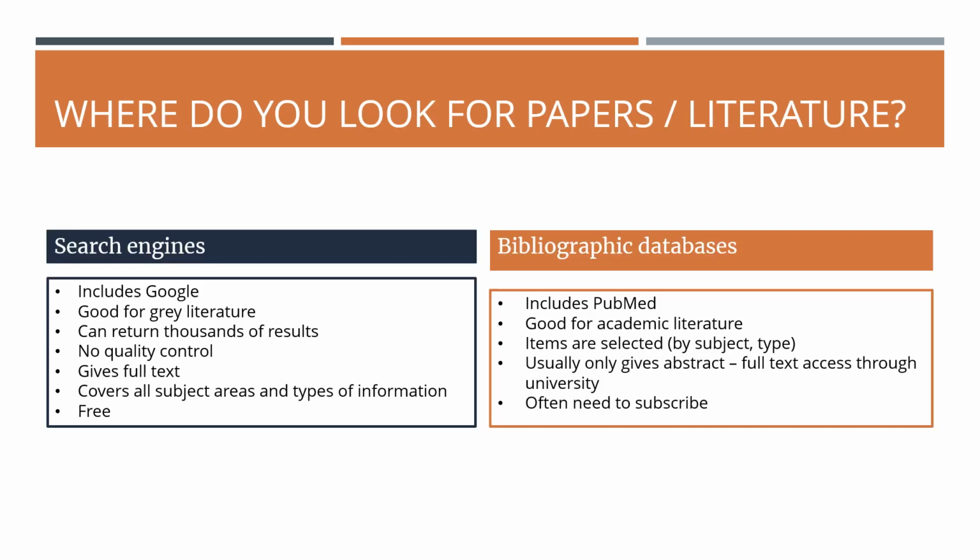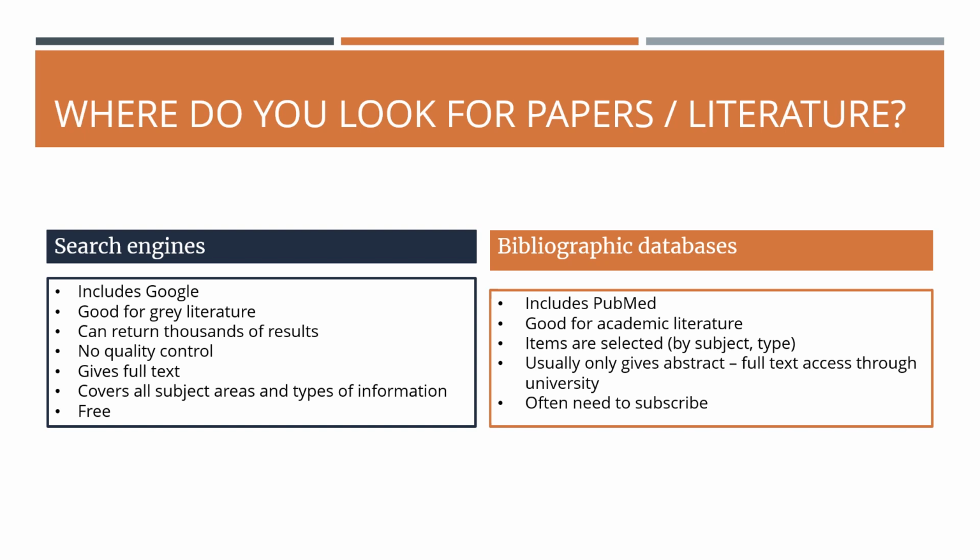Where do you look for papers or literature? Well, search engines. Check Google Scholar. These search engines are good for gray literature. However, they can return thousands of results. There's no quality control, but they do give you full text, and they do cover all subject areas and types of information. Also, mostly they're free.